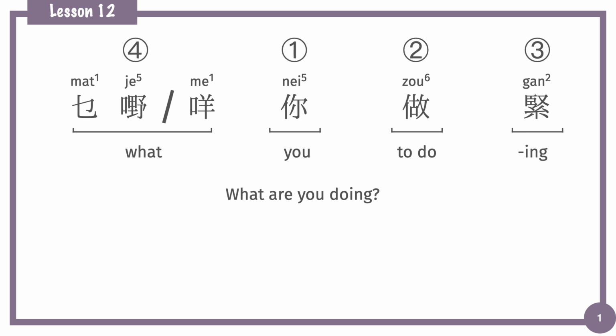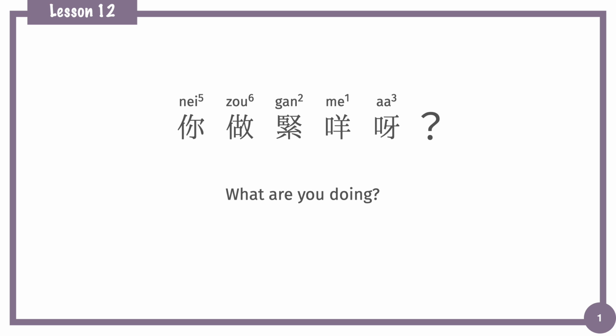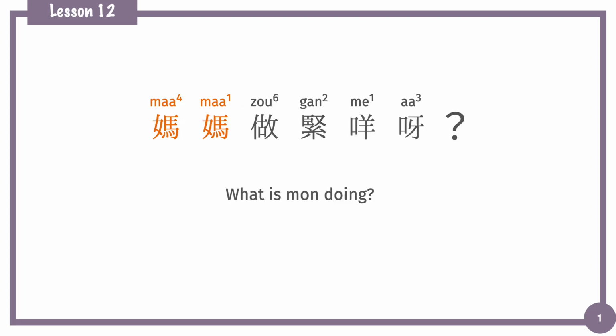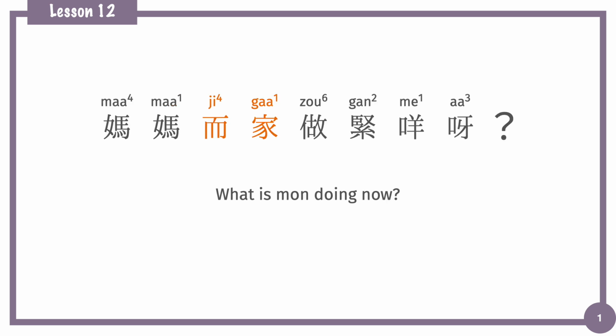It becomes 你做緊咩呀? Normally, we just change the action in the sentence to the question word 做緊咩? What are you doing? And if we want to ask about a third person, just change the subject, such as 媽媽做緊咩呀? What's mom doing? We can also add the adverb 而家 before the verb. 而家 means now. 媽媽而家做緊咩呀? What is mom doing now?